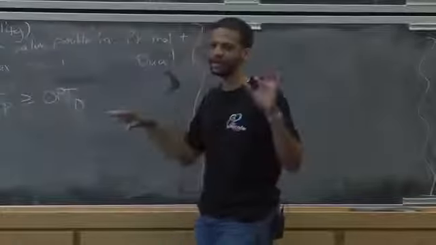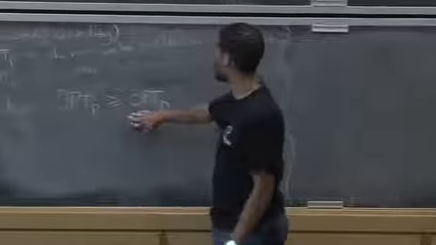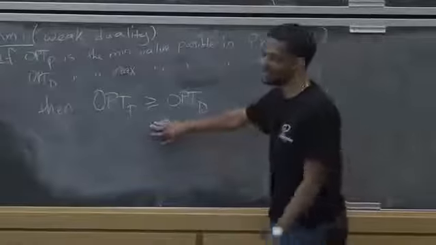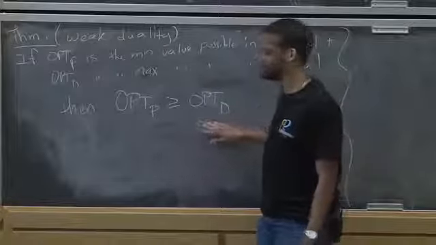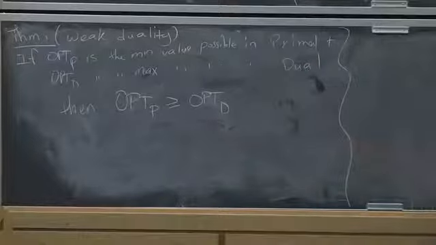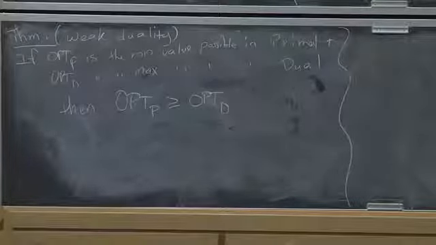There's also something called strong duality, which says that in fact, as long as these things are finite, they're bounded, then opt P actually equals opt D. We're not going to need that today, but we might see it again later.